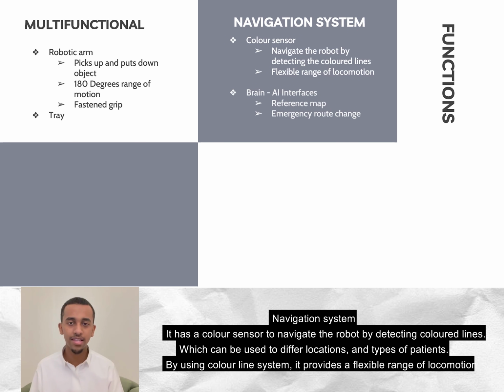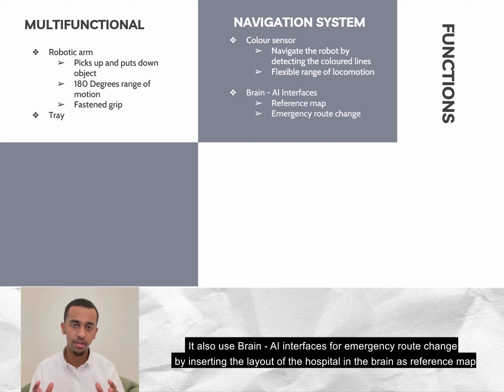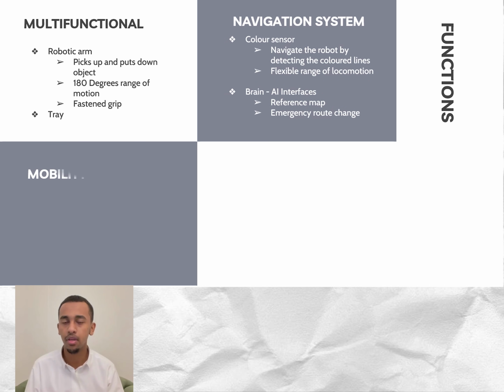Next, it has a color system to navigate the robot by using colored lines, used for different locations and different types of patients. By using the color line system, it provides a flexible range of locomotions. It also uses a brain, AI interfaces for emergency route change, by inserting the layout of the hospital in the brain as a reference map.